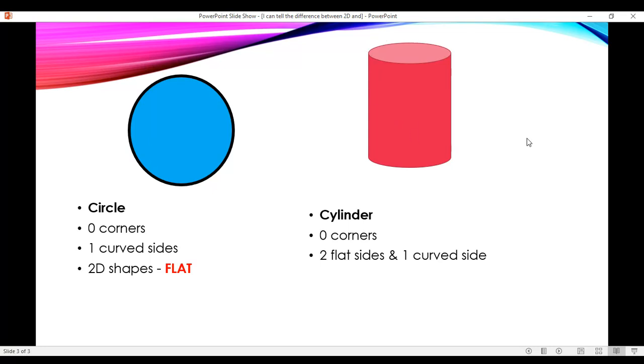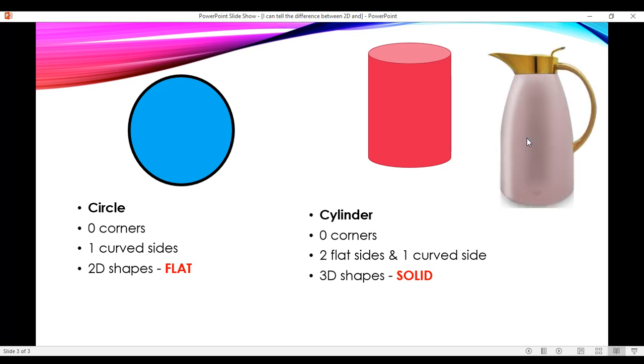And another feature of this shape is it's a 3D shape. It is a solid. Let's look at some real life examples. We have a dalla for qahwa or chai. I'm sure you guys have one in your house. That's what your mum and dad would usually use to make tea or coffee in it.